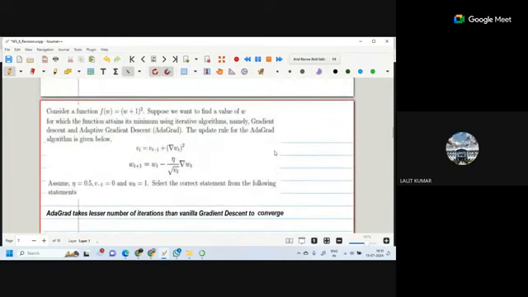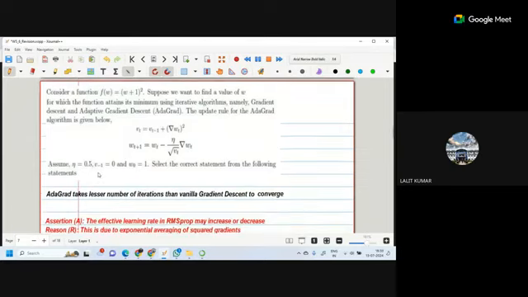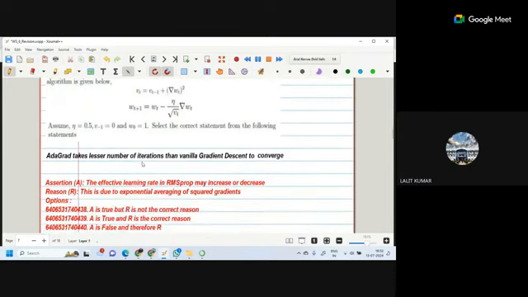Then there is another question. Consider a function f(w) is equal to (w plus 1) whole square. Suppose we want to find a value of w for which the function attains its minimum using iterative algorithms, namely gradient descent and Adagrad. The update rule of Adagrad is given. Assume eta is equal to 0.5, v minus 1 is equal to 0, w0 is equal to 1. Select the correct statement from the following. Adagrad takes lesser number of iterations than vanilla gradient descent to converge. Yes, this will be true, because it has history, right?